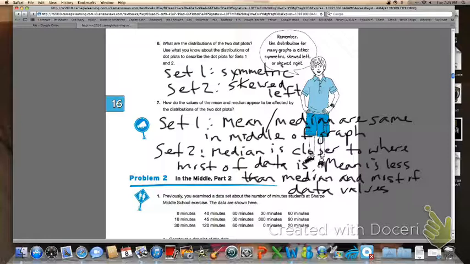For set 2, for number 7 then, the dot plot is skewed left. The median is closer to where most of the data is, and the mean is less than the median and less than most of the data values in this case. So like I said, hopefully it's a little easier to understand how the distribution affects the mean and the median after you saw those pictures at the beginning of problem 3.